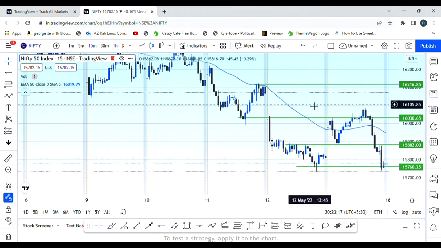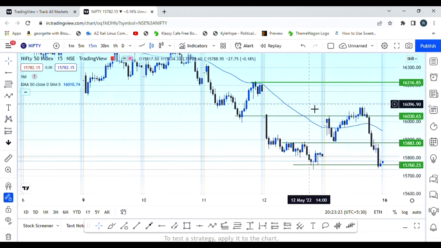So it is used by somebody to place our target, and for identification of where the market is going.